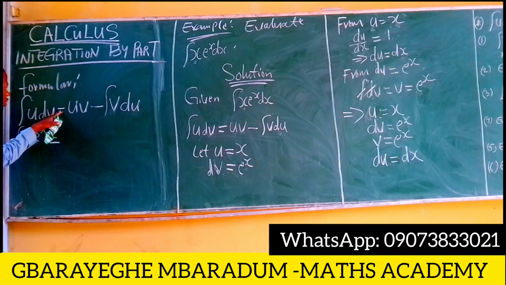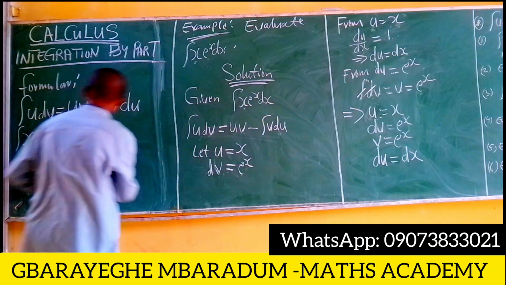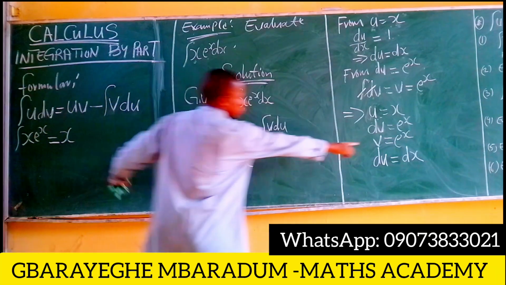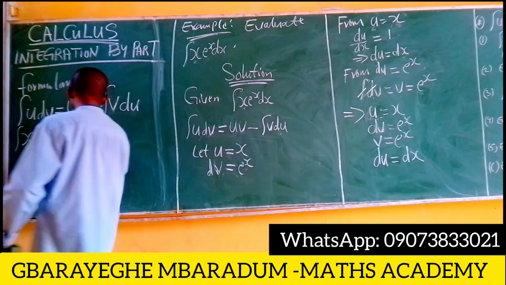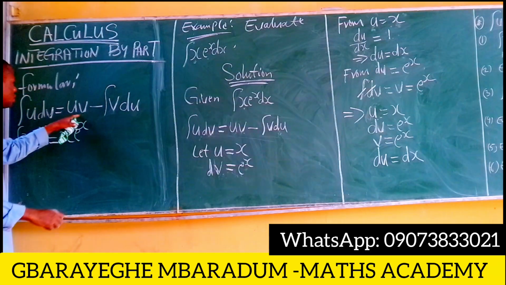This equals, then our u is x already. We have x here, right? Our v is exponential x. So we multiply by exponential x. We are done with this side.